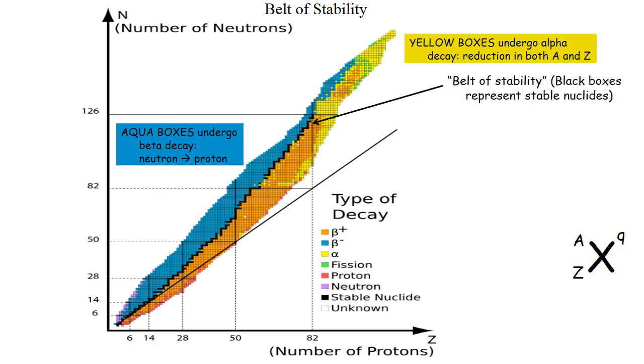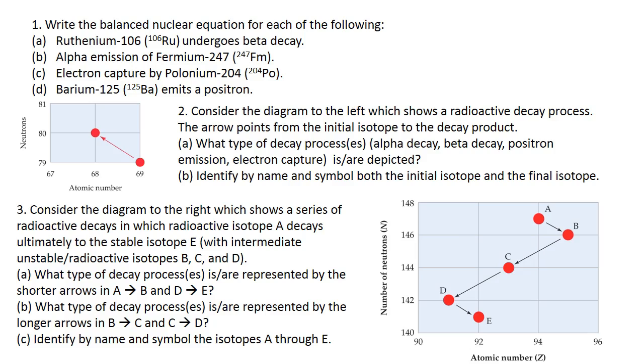These aquamarine boxes undergo beta decay, and in that case a neutron gets converted into a proton, remember? And so that's going to push these aquamarine boxes closer to the black belt of stability. These orange boxes either undergo positron emission or electron capture, but for either one the result is the same. They end up converting a proton into a neutron, which is going to push them up higher, closer to the belt of stability. And we're going to do these practice problems to make sure everybody knows how to do them. We'll do those next.